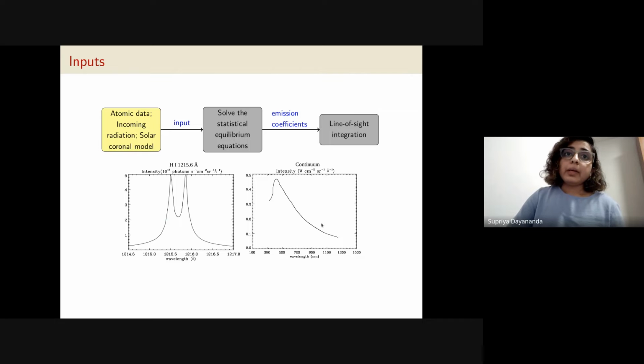But for the permitted lines, you should be mindful about the strong emission profiles most of these lines exhibit from the underlying layers. So in the left panel, this is the hydrogen Lyman alpha line emission computed using the RH code. And this line forms somewhere in the upper chromosphere and transition region. And the coronal atoms see this emission as their incoming radiation.